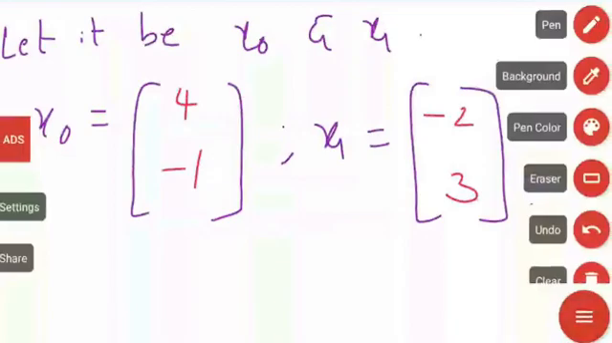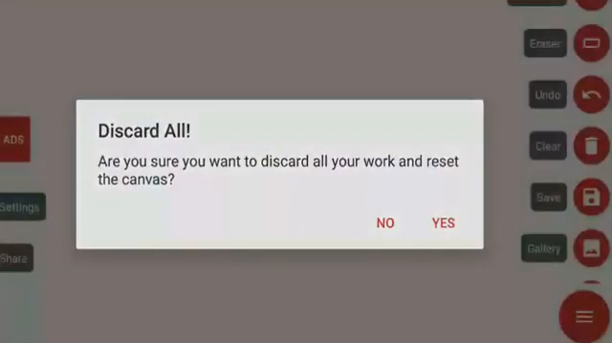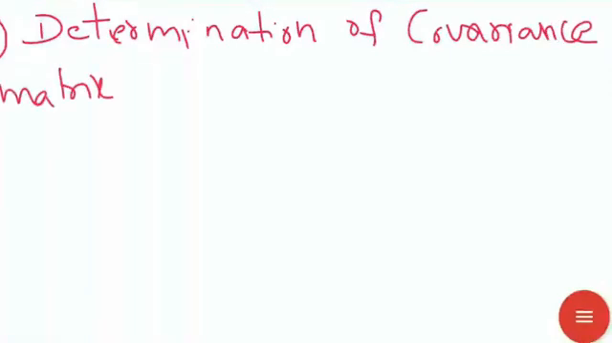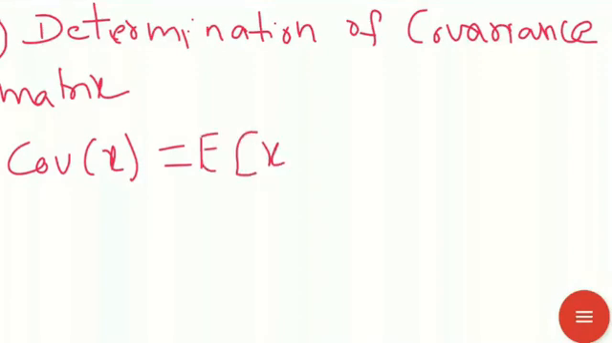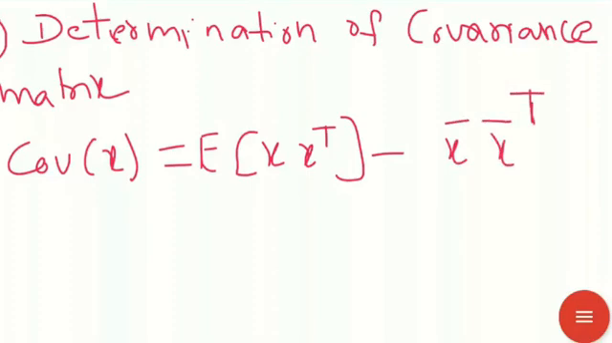Now note down the second step. That is nothing but determination of covariance matrix. What is the formula here? COV of x is equal to E of x x transpose minus x bar x bar transpose.